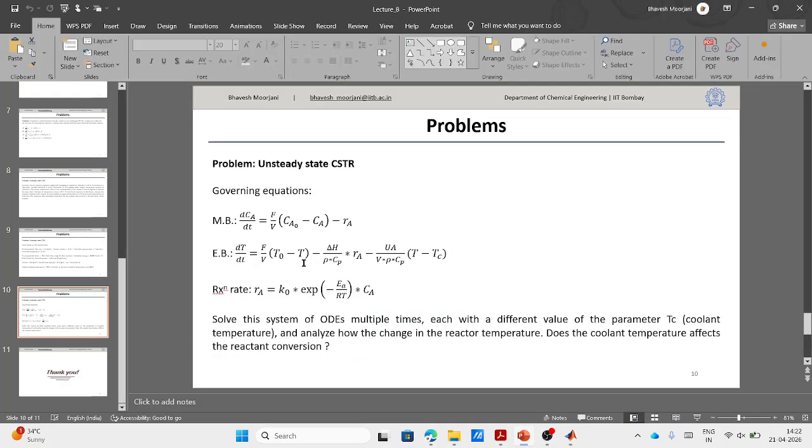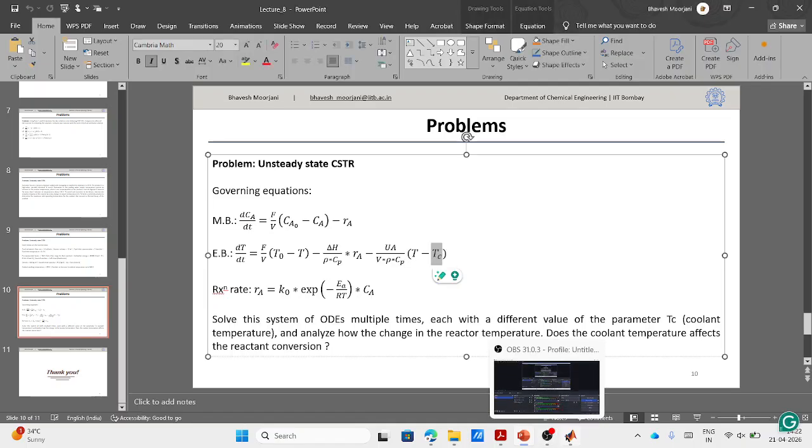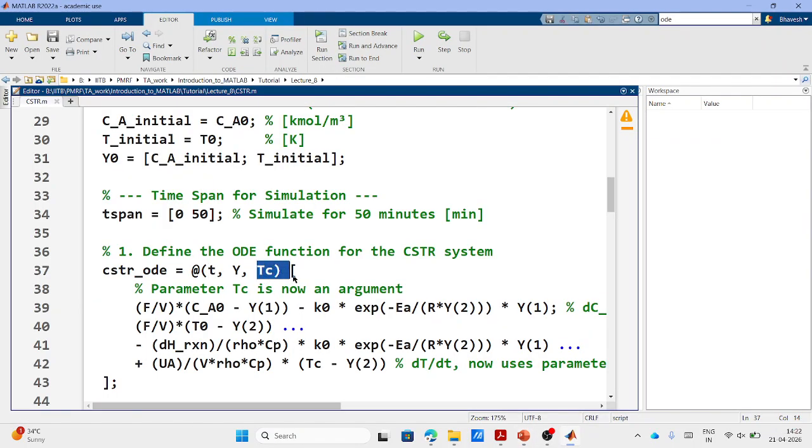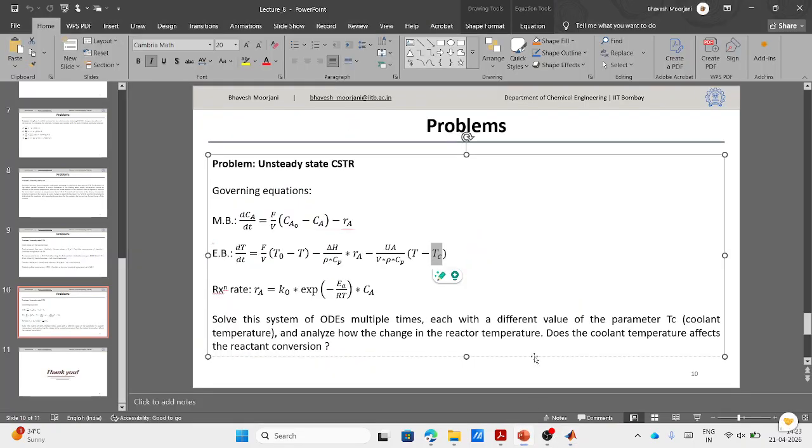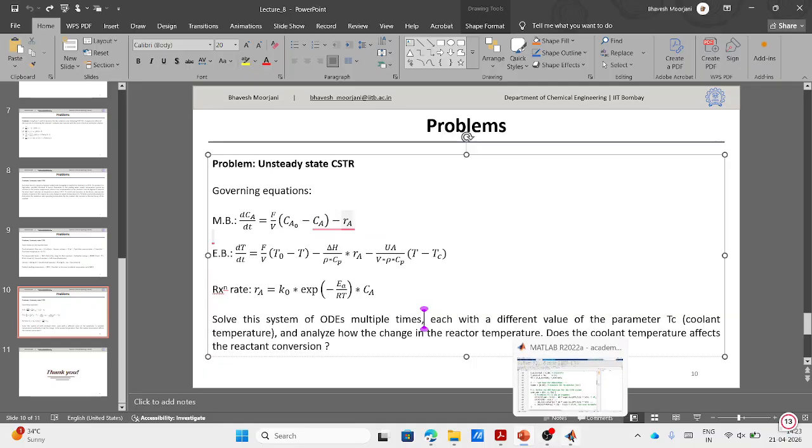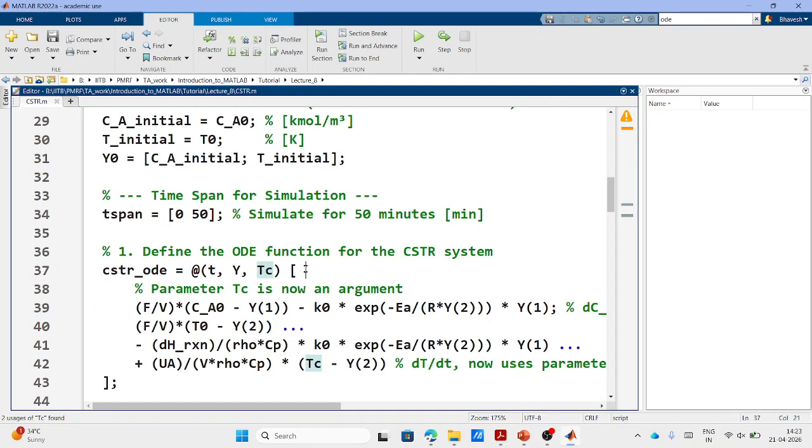Also, we will be varying the temperature Tc here. So that's why I am creating the ODE function as a function of Tc also. Let's say instead of Tc you had the idea that you want to vary the UA. In that case your function will be written in terms of UA, the heat transfer coefficient into area. So these are the things you have to consider.